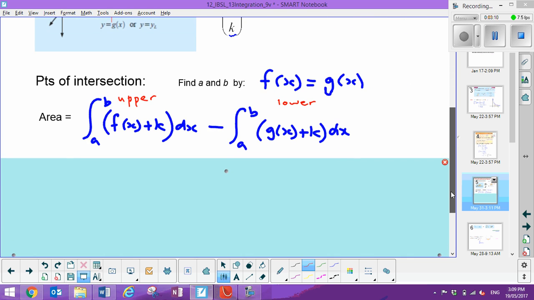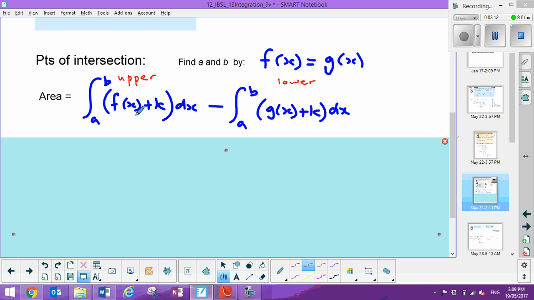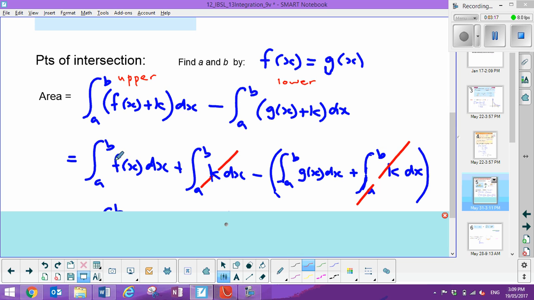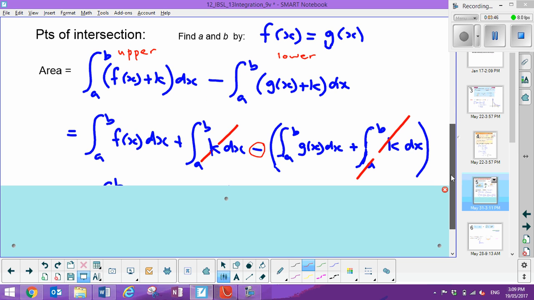Alright, so let's now expand that and use our integral rules. We can separate that into two integrals. And what we find is that when we split that, we're going f of x dx, that integral, plus the integral of k dx, minus, inside brackets, the integral of g of x dx, plus the integral of k dx. And we see that add that minus this, and they end up cancelling. So it's not like we really need to know what k is, because it cancels out.